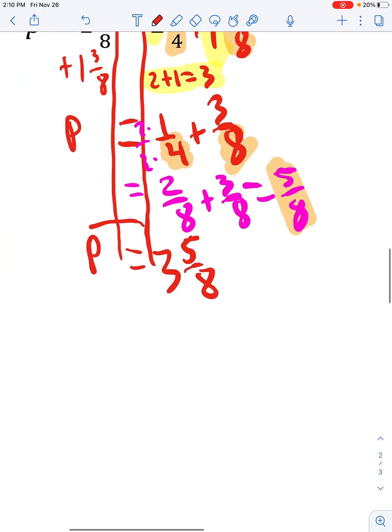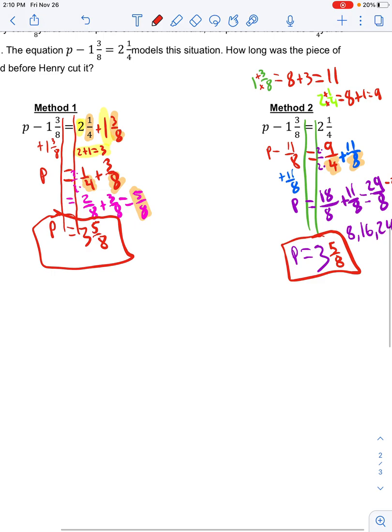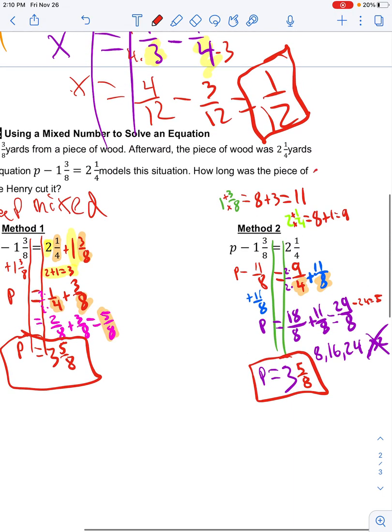Did we get the same answer? Let's double check. It sure looks like we did, which means we did it correctly. And again, the two methods are to keep them as mixed numbers or turn them into improper fractions.